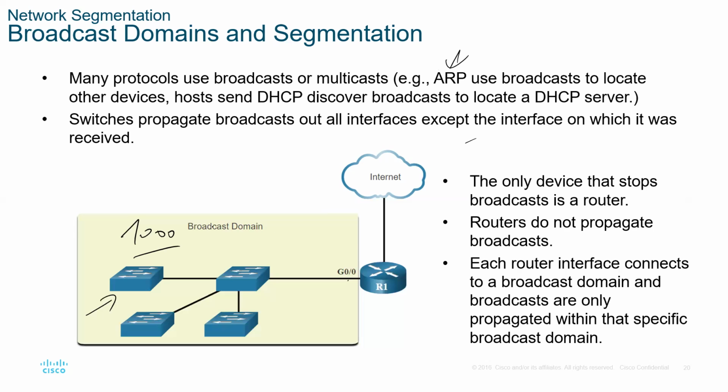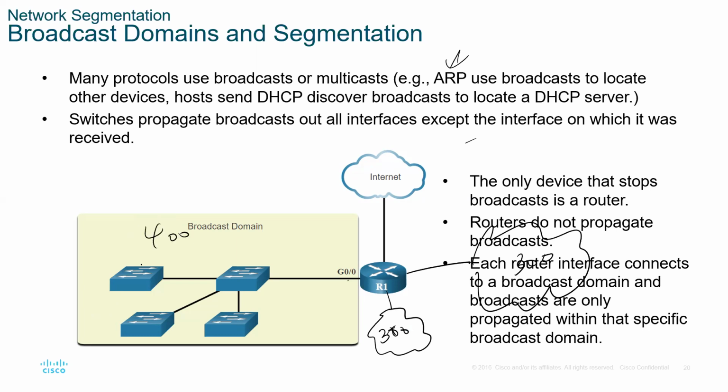So instead of having 1,000 devices in one broadcast domain, we can add another interface here. Instead of 1,000, I have 500 in this broadcast domain and 500 in this one. I can as well add another interface. That is segmentation. Instead of having 500 here, I have 250. Or let's say I have 300 here, and now here I have 400.